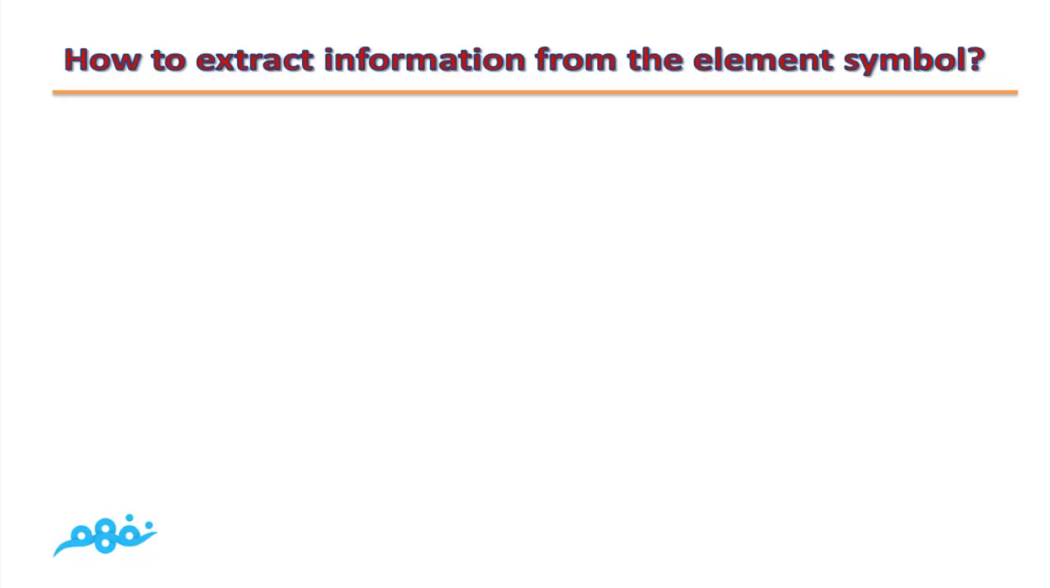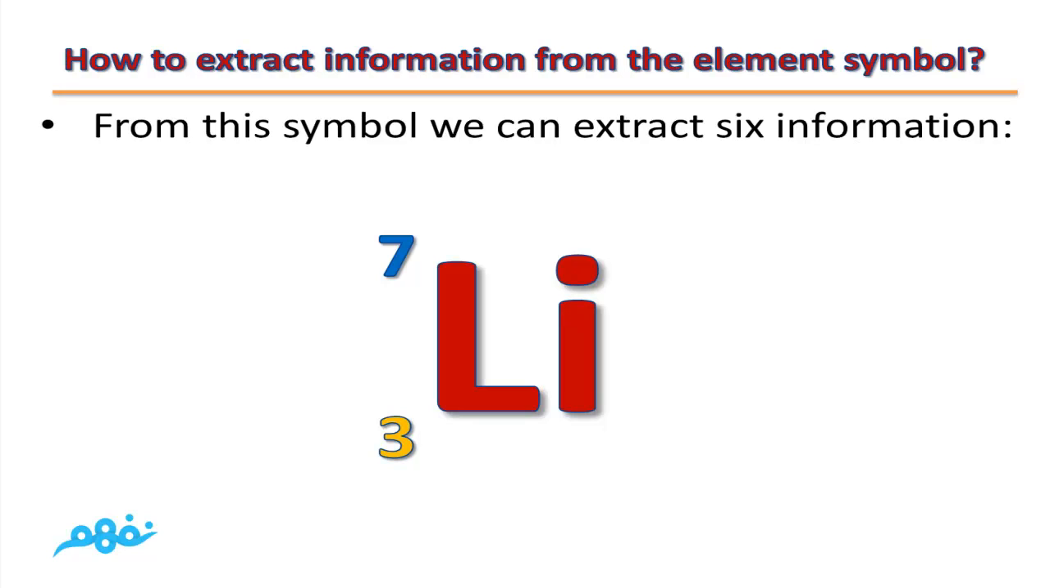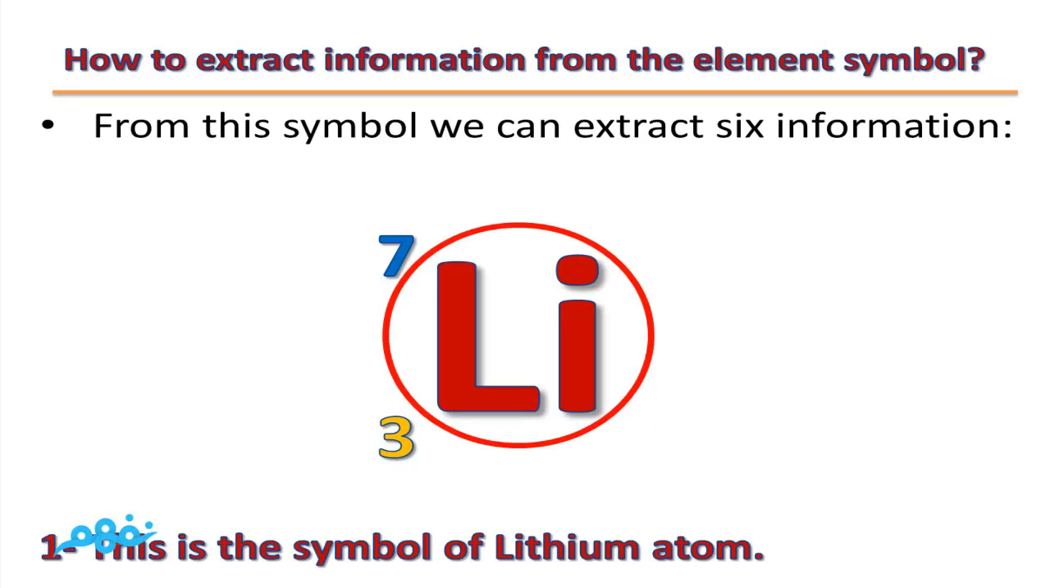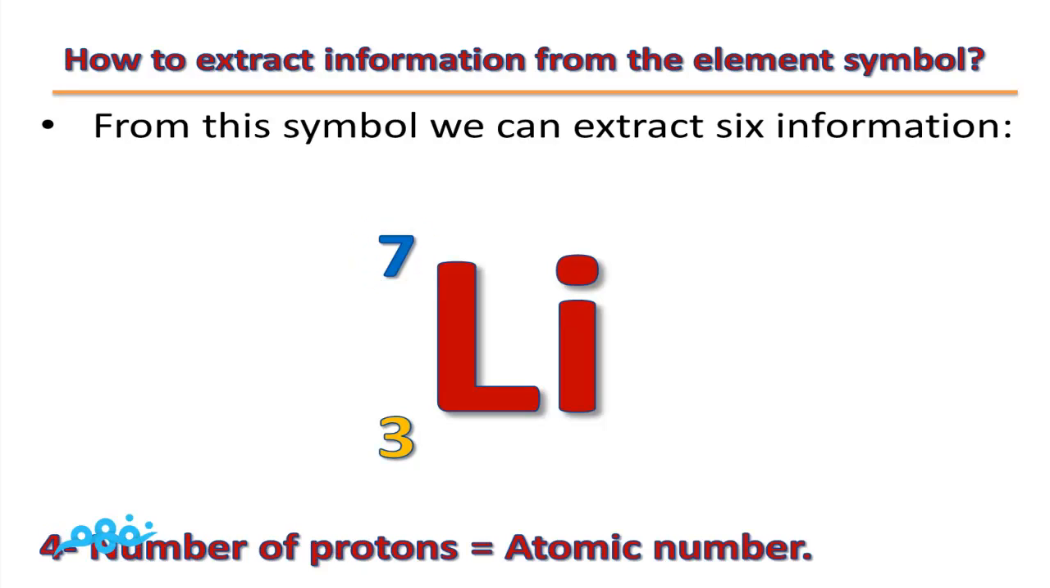How to extract information from the symbol of an element? From this symbol, we can extract 6 pieces of information. Number 1, this is the symbol of the lithium atom. Li is the symbol of lithium. The second information is that the number written at the lower left corner is the atomic number. The number written at the upper left corner is the mass number.